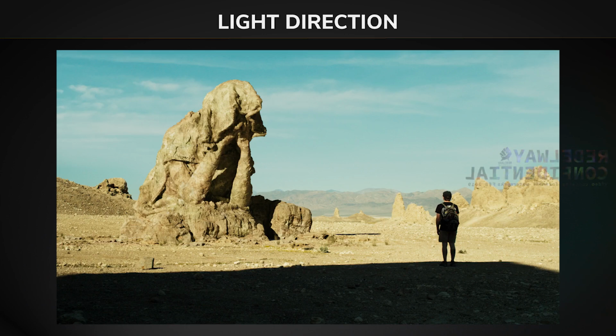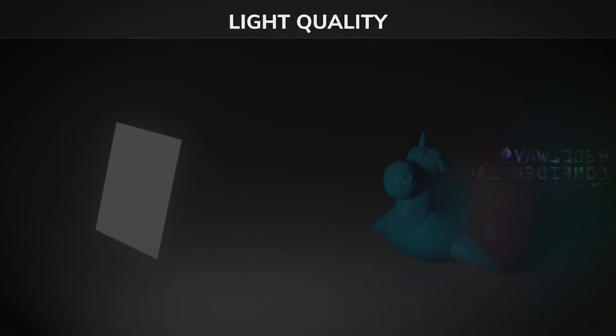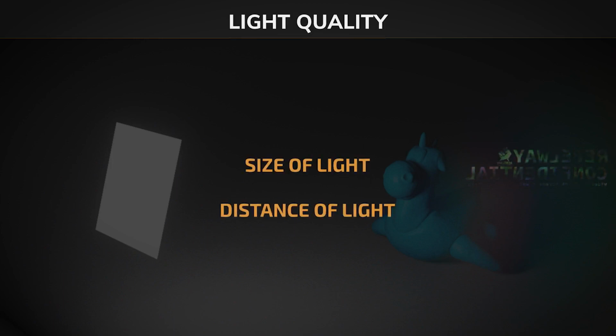Let's go ahead and start talking about our light quality. When we're talking about light quality, we're really talking about the quality of the shadows that a given light will cast. How sharp or hard will those shadows be? And that sharpness of your shadow is determined by these two factors: the size of your light and the distance of your light to the subject.